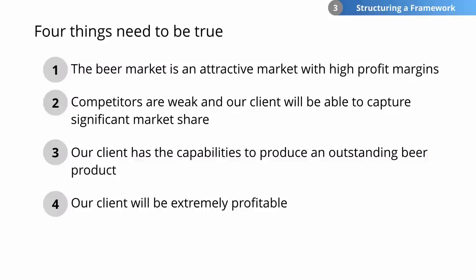1. The beer market is an attractive market with high profit margins. 2. Competitors are weak and our client will be able to capture significant market share. 3. Our client has the capabilities to produce an outstanding beer product. 4. Our client will be extremely profitable. You can rephrase these points to be the broad categories in your framework. You can write your framework in the first section of your paper.